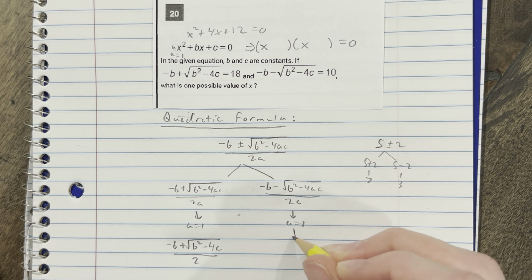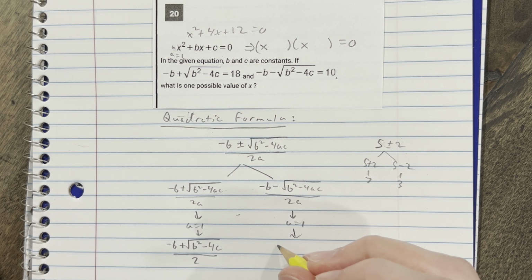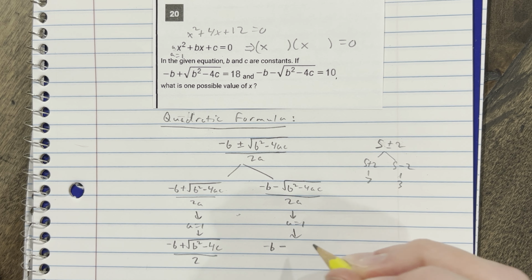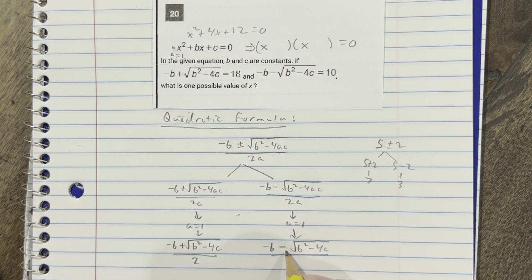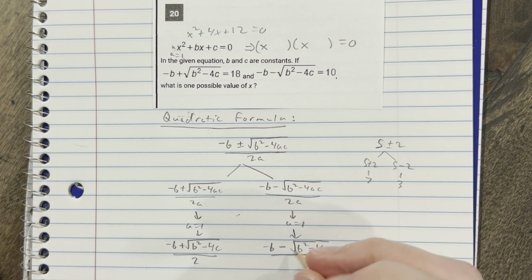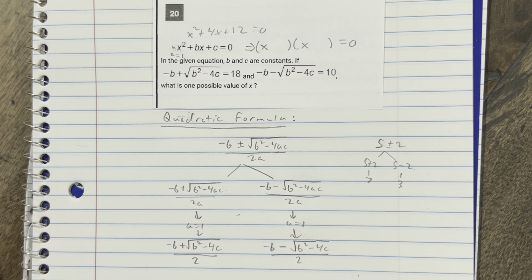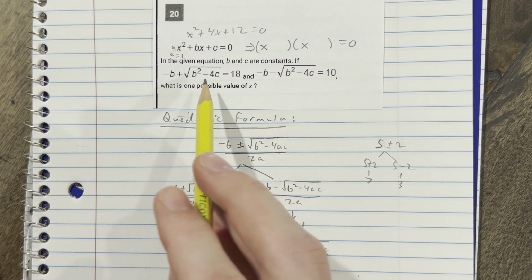Same thing over here. We have negative b minus the square root of b squared minus 4c. So just the same except for this plus or minus sign, because it's plus or minus, right? All over 2 times 1 is 2. Okay, now the numerators are exactly the same.